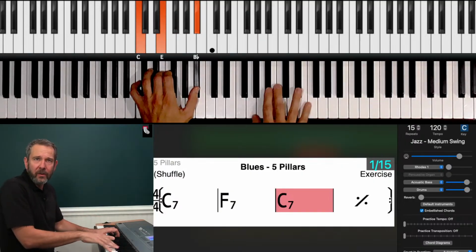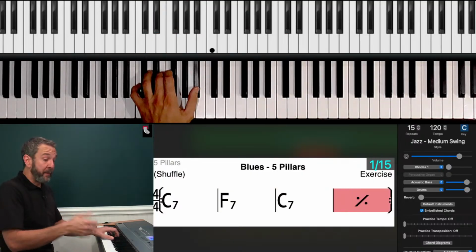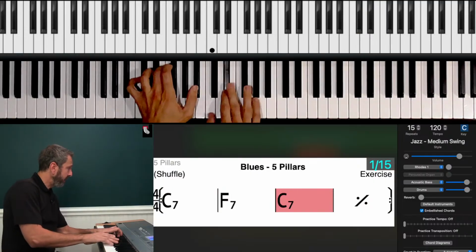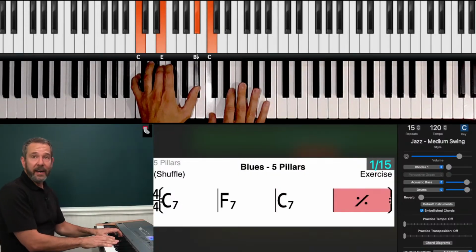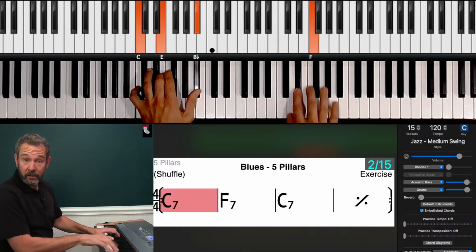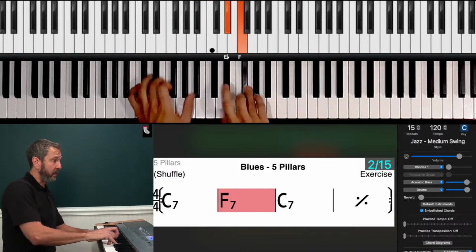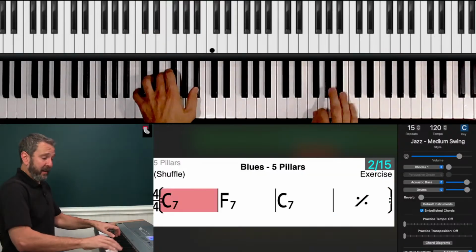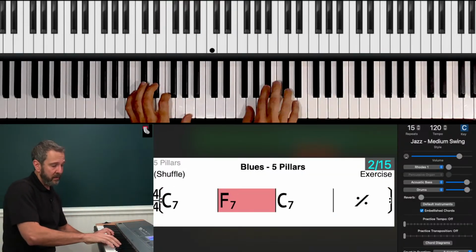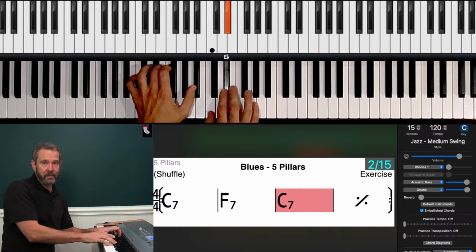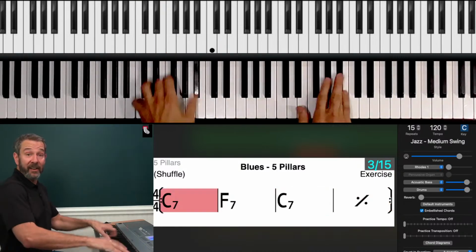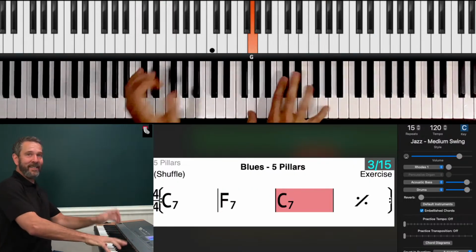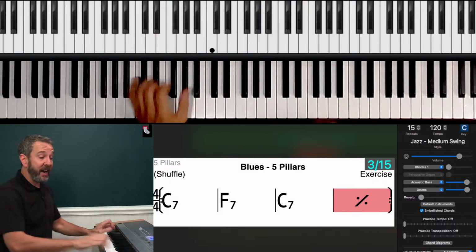Focusing on soft. Maybe now loud. Right? Playing long. Legato. Now playing staccato. Combining them together, loud and staccato. Short and staccato.